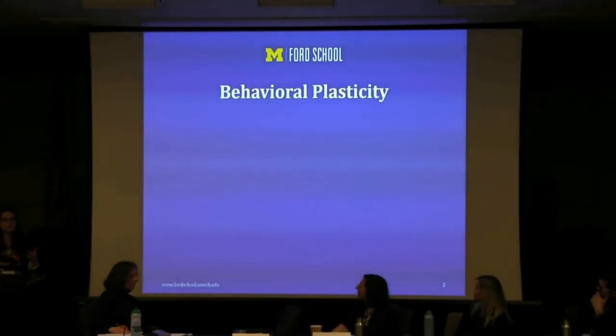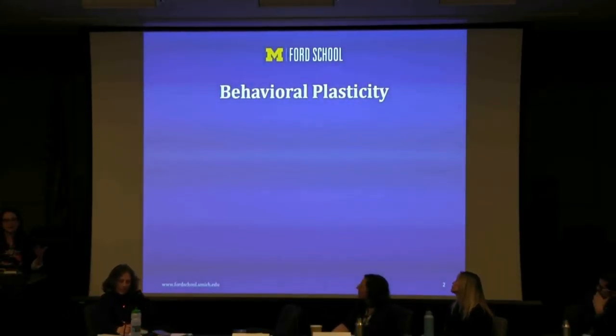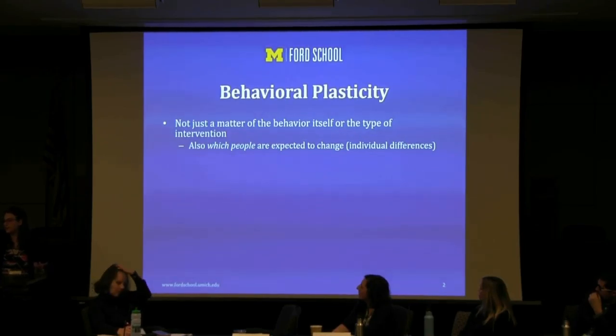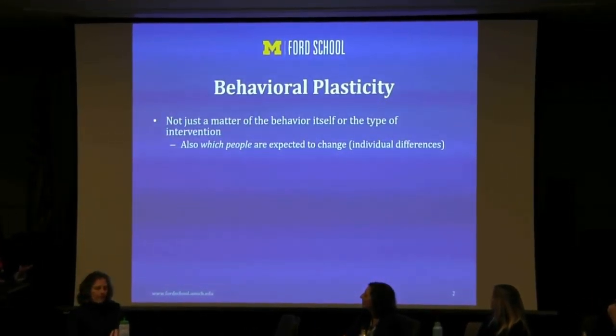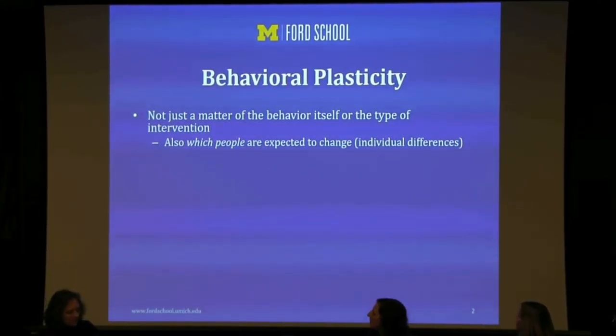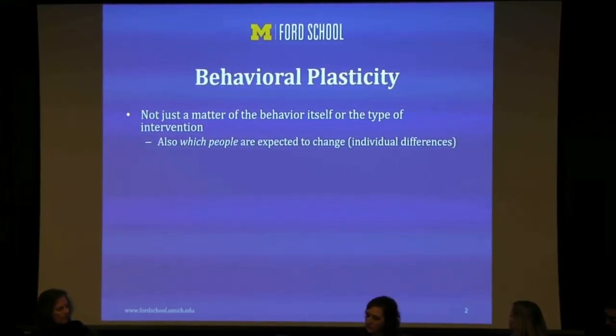I think the original behavioral wedge paper did a great job of talking about the need to think about behavioral plasticity and not just technical potential. And buried in there is this idea of not just which interventions are going to be most effective, but whose behavior is plastic, right? Which people are we expecting to change? This is often what psychologists would call individual difference factors. It's basically subgroups of people.